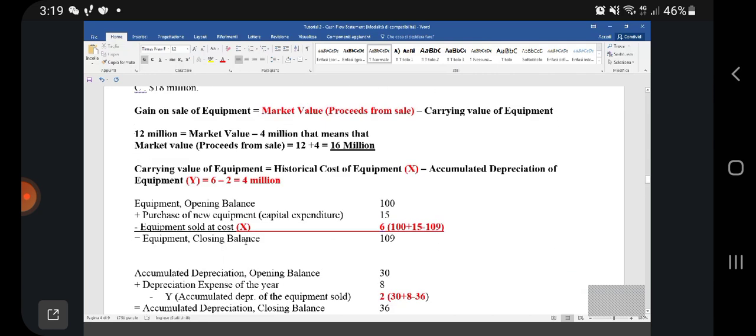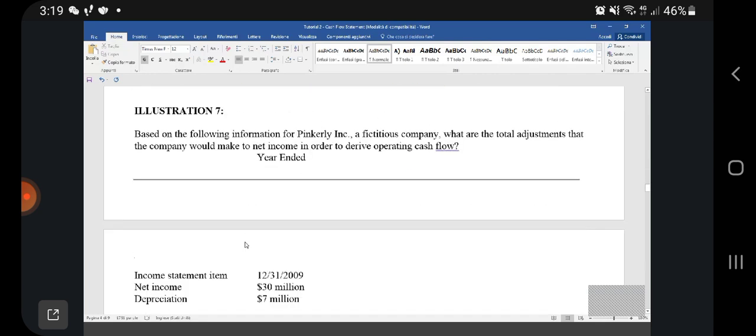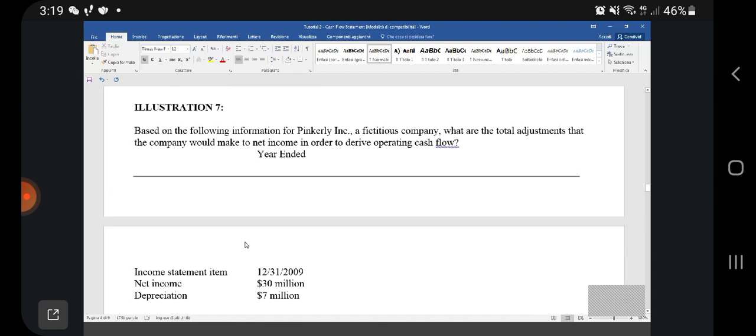We have illustration 7. You can have a look at that. So we have the following information, and we are required to calculate the total adjustments that we need to make to the net income in order to derive operating cash flow or CFO.